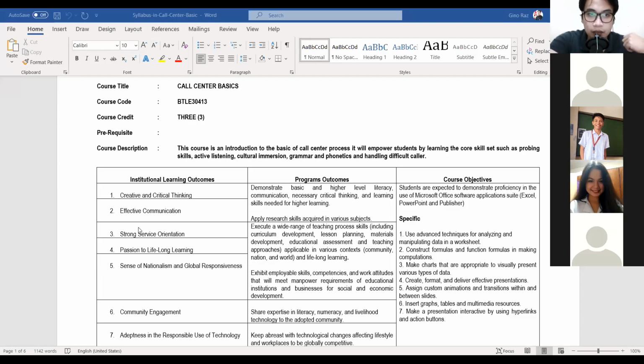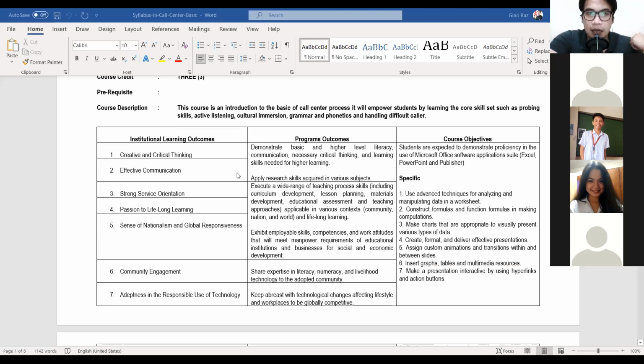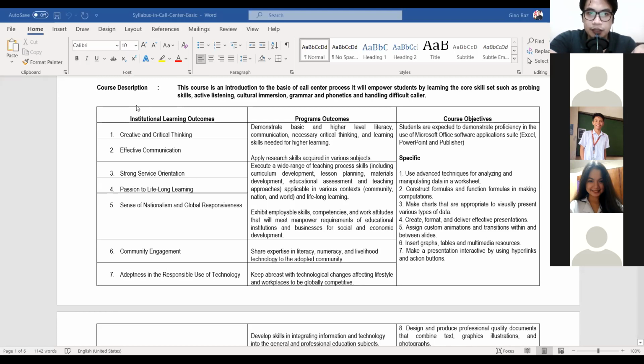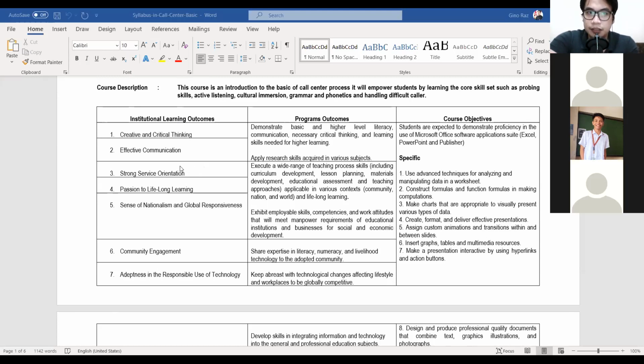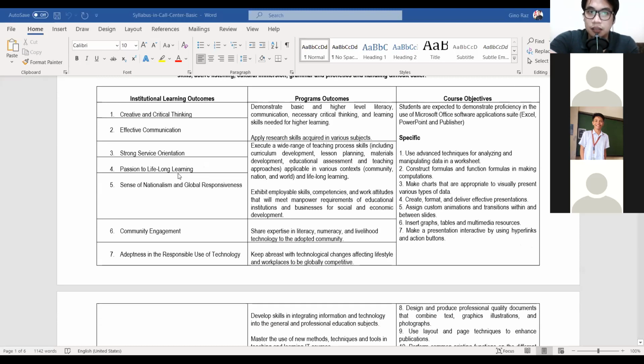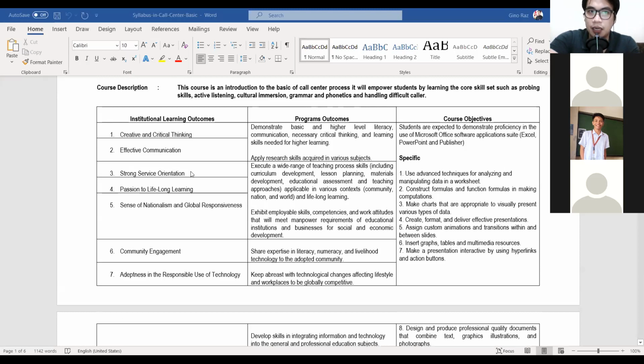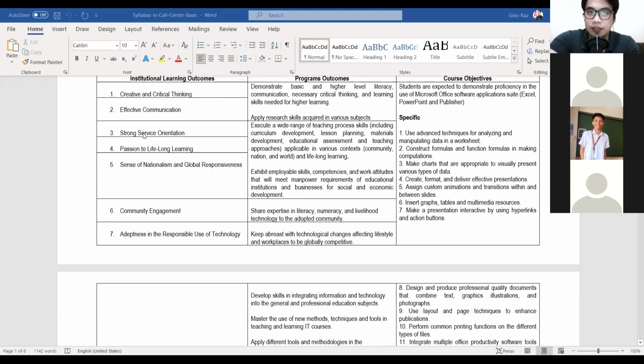Okay, perfect. So inside the syllabus, I'll give this syllabus to Sean, so Sean can distribute this to you. So of course, institutional learning outcomes, and this is what will be expected of you. Creative critical thinking skills, effective communication, strong service orientation. So this is true to all the subjects. Okay, this is the general institutional learning outcomes. Okay, so this is by default, passion for lifelong learning.